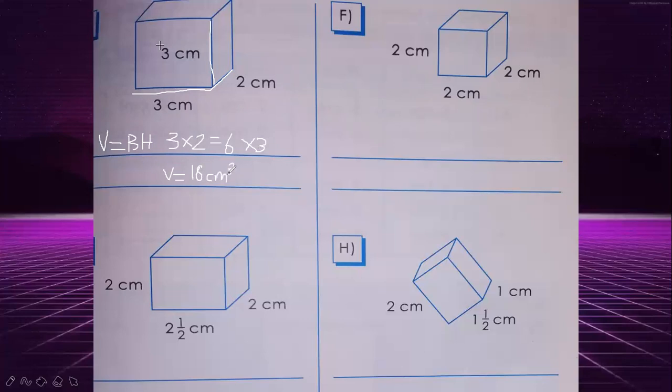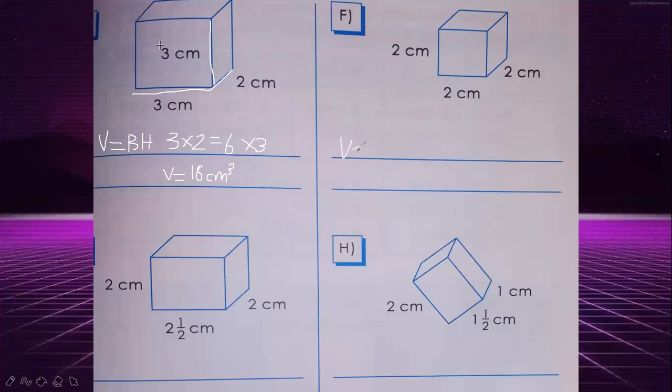Okay, that's a white background. I hope everyone can see that. All right. Let's move on to letter F. We have equal units or equal measurements. So this is a perfect cube. Everything is 2 centimeters. So let's try that.